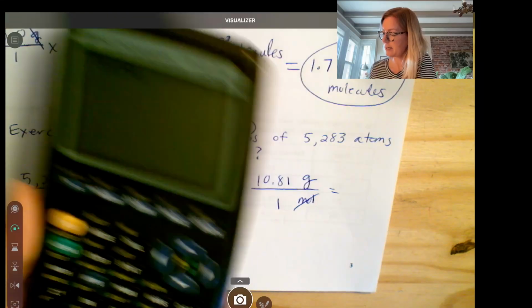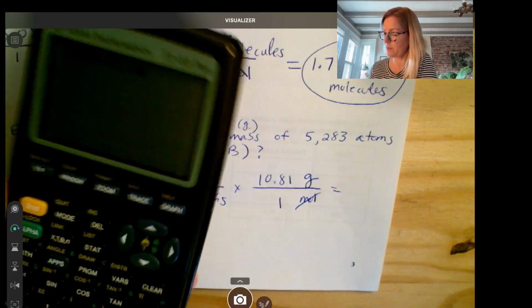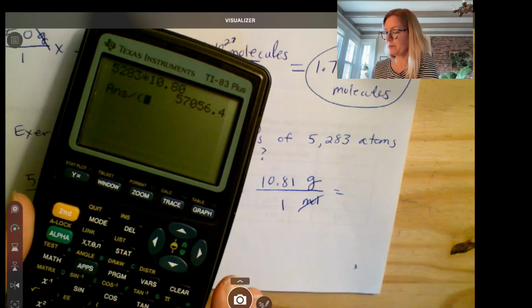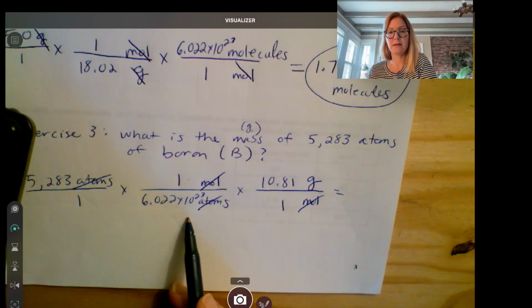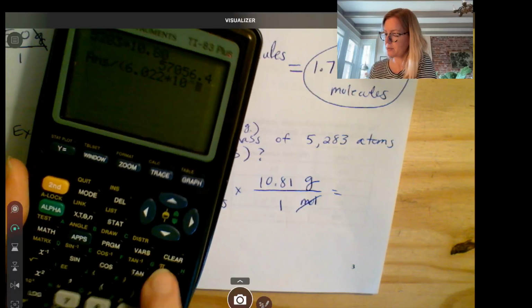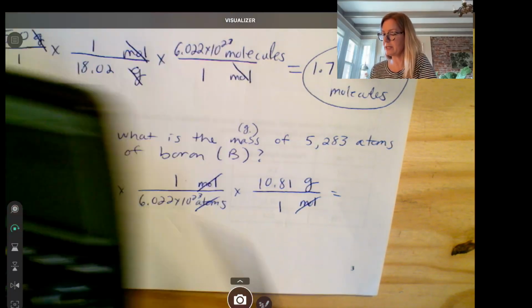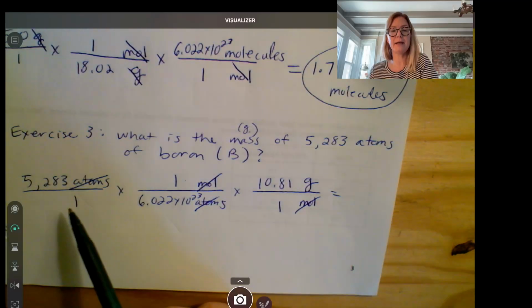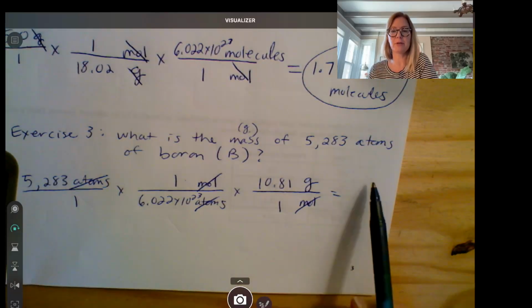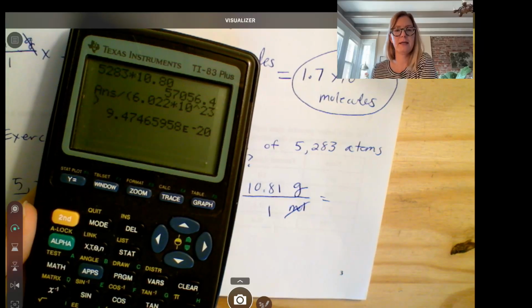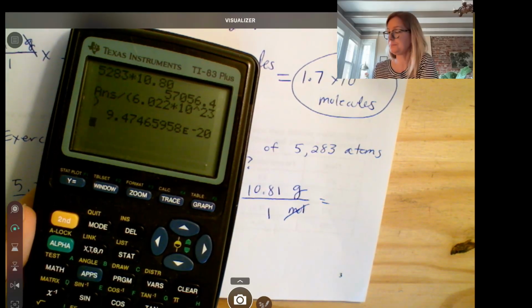So multiply straight across the top, 5,283 times 10.81, okay? And then divided by, open parentheses, 6.022 times 10 to the 23rd. Essentially what I did is multiply straight across the top and then divide by everything that's on the bottom. I'm doing top divided by bottom all in one fell swoop. And that's our answer, okay?